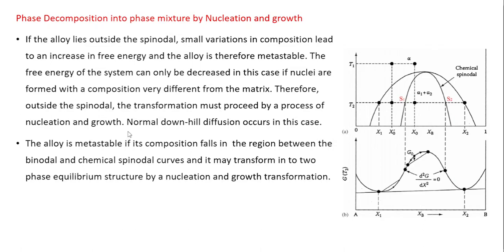So normal downhill diffusion occurs in this particular case. Here the diffusion is uphill. The alloy is metastable if its composition falls in the region between the binodal and chemical spinodal curves, and it may transform into a two-phase equilibrium structure by nucleation network transformation.